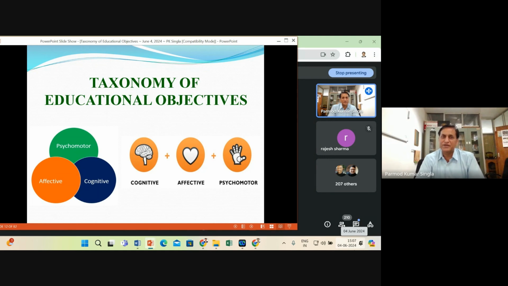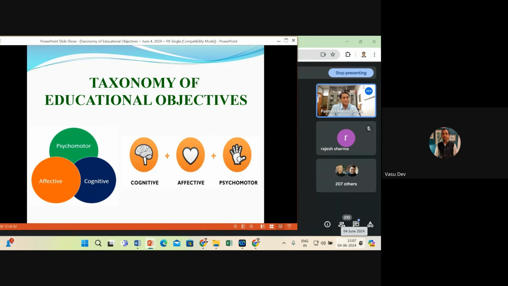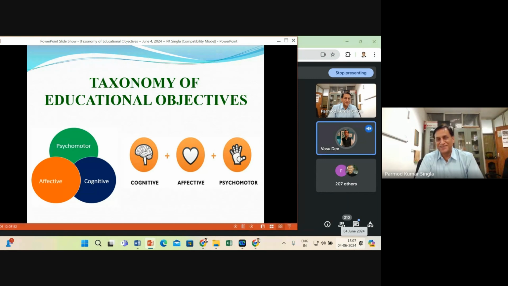Taxonomy itself means what? What do you mean by taxonomy? Anyone? It means classification. Vasuji, thank you so much. Taxonomy means classification. And imagine before this classification, it was very difficult to handle the large sizes of the classes which we are having now. This classification has revolutionized the education systems itself. And my dear friends, I never fail to acknowledge who has taught me the taxonomy of the educational objectives.